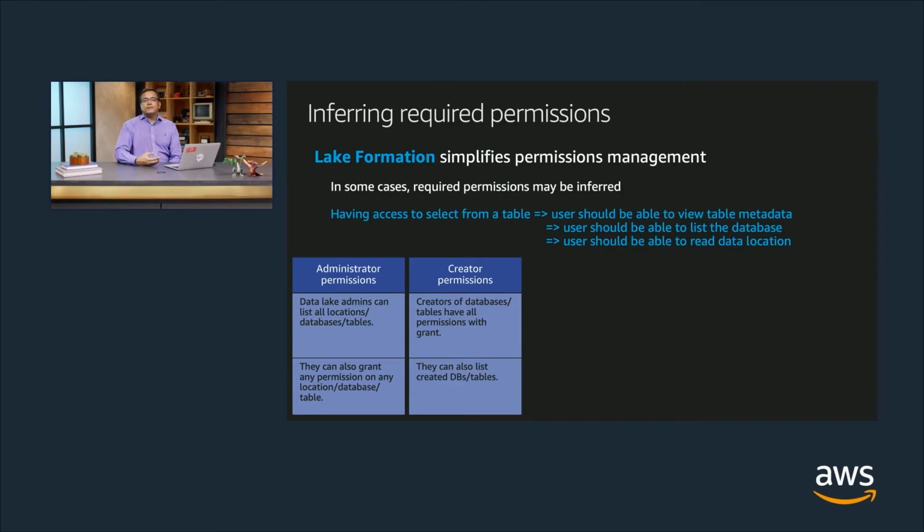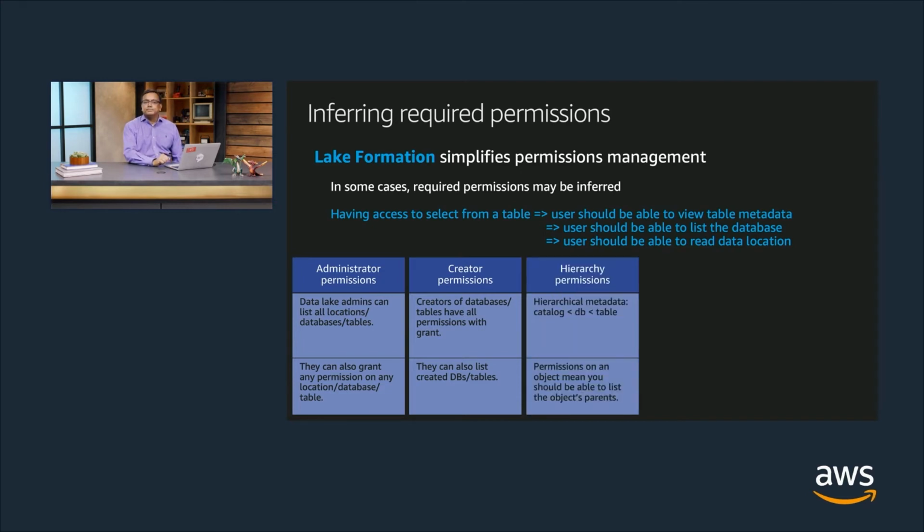If you're the creator of an object, for example, a database or a table, we know that you probably should have all permissions on that particular table or database. And so we give creators of databases and tables all permissions with the ability to grant those permissions to other users. In the same way, they can also list the databases and tables that they created.